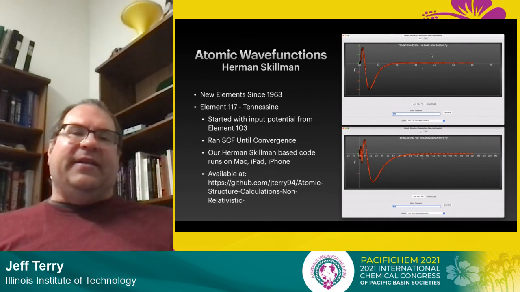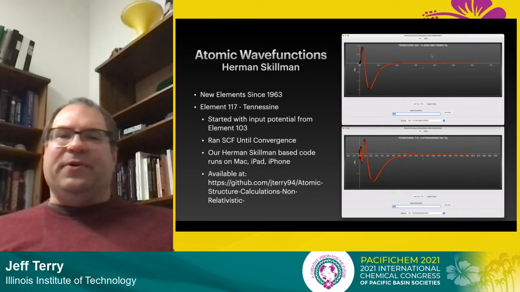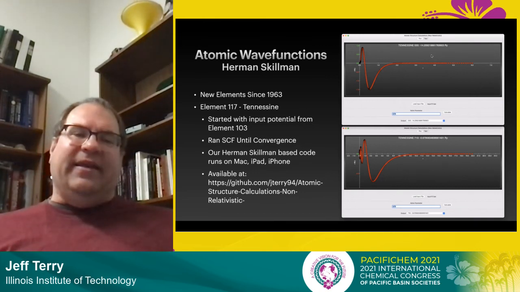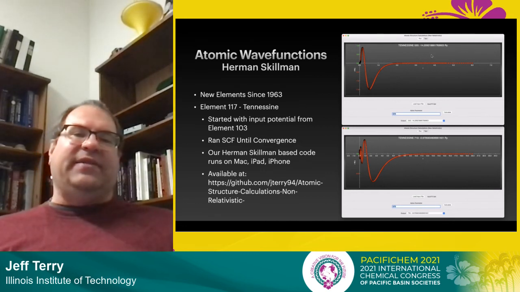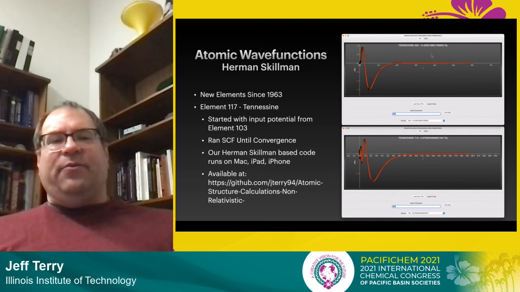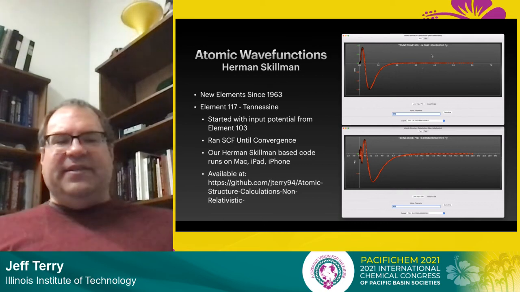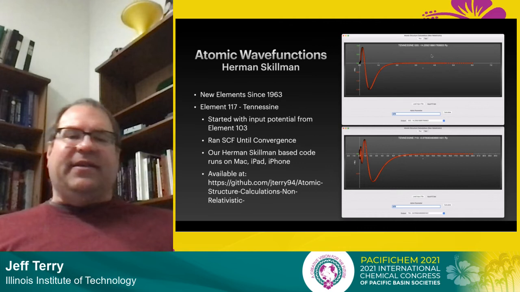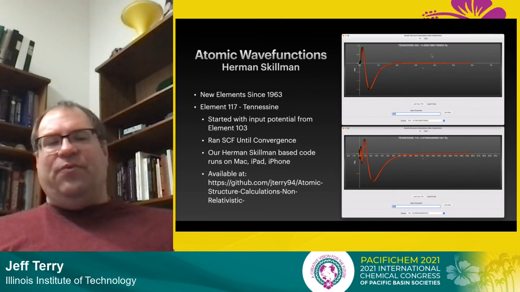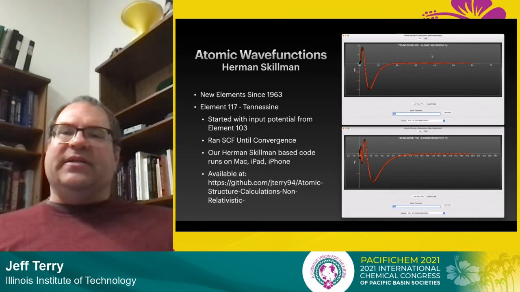Now, what's interesting is there are new elements that have been created since 1963, and we wanted to see if we could get these new elements to converge. Here's an example for element 117, which is tennessine. We started with the input potential from element 103, and we ran the self-consistent field calculation until it converged. What's nice about this is our Herman-Skillman based code runs on a Mac, iPad, iPhone, and it's available to everybody at GitHub using the address there.